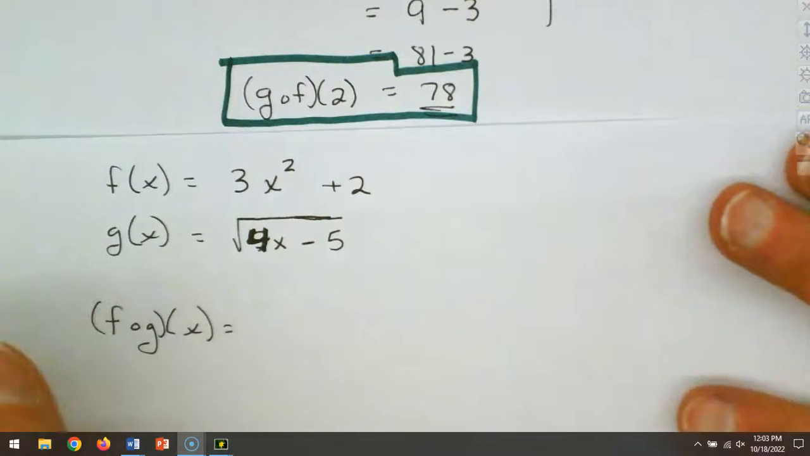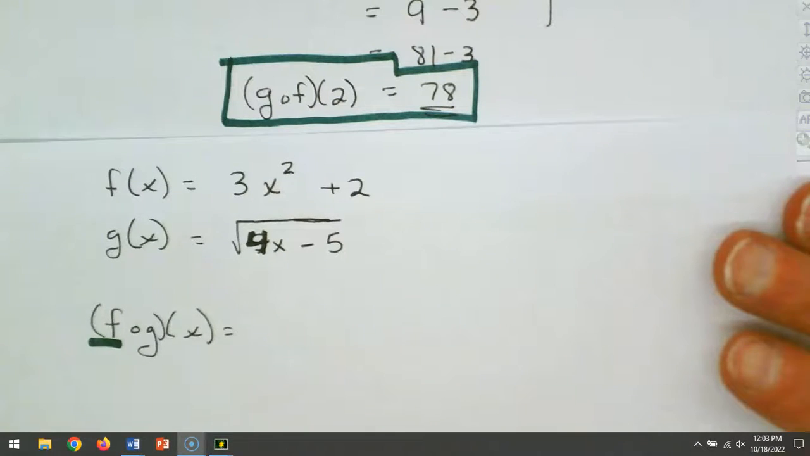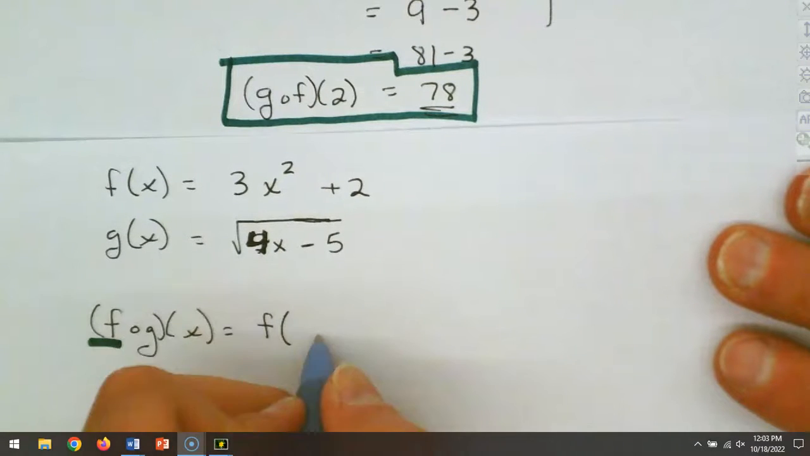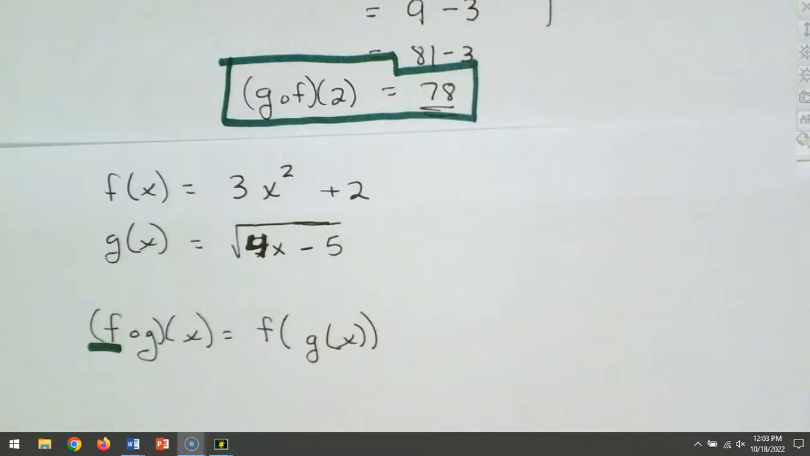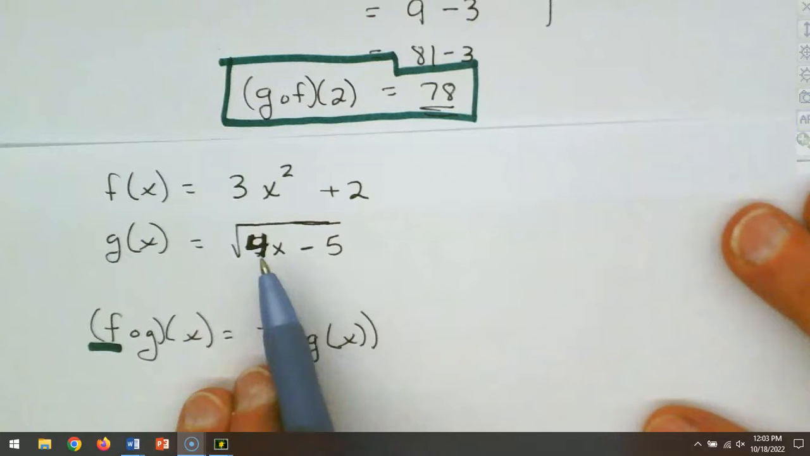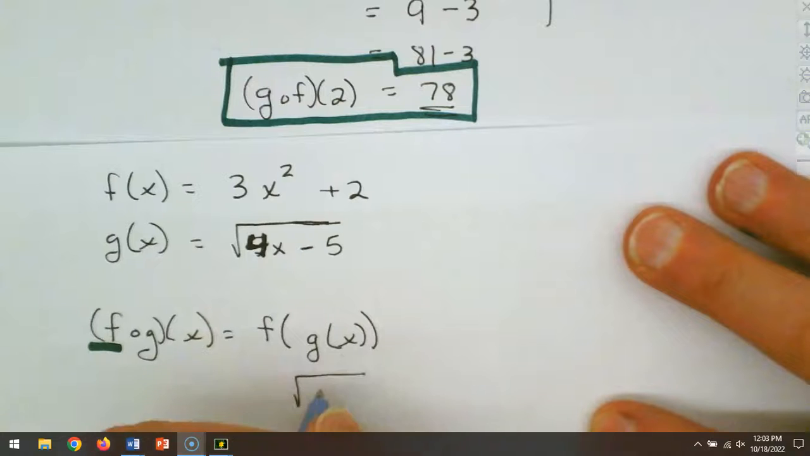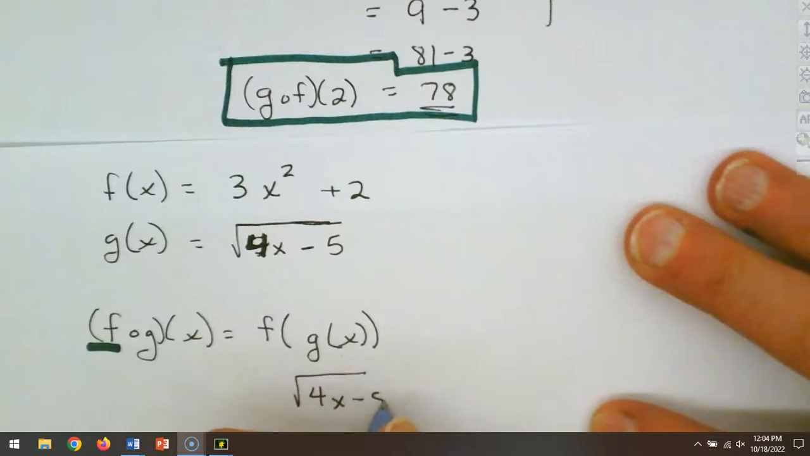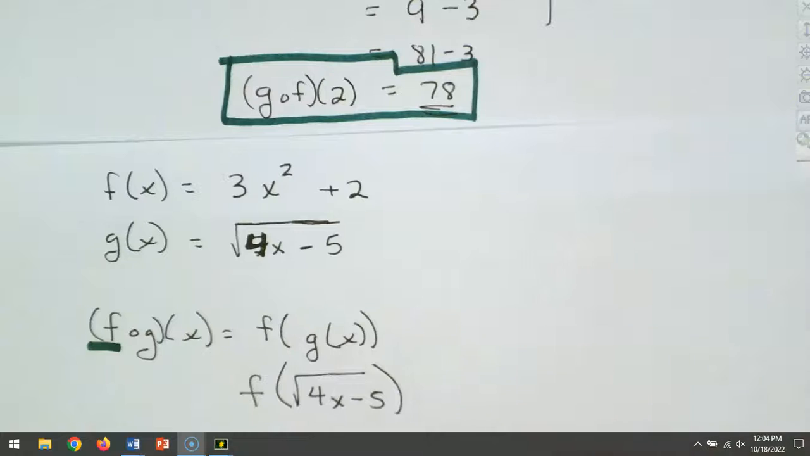Okay, so which one's first? F is first, so F goes out in front. So g of x is on the inside. Now, what do we know about g of x? It's got a variable inside with the x, and what is g of x defined to be? Yep, square root of 4x minus 5, right? Is everyone okay with how I plugged that in? Right, I just replaced it.